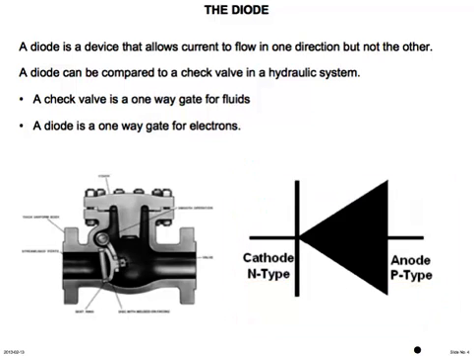So in simple terms, a diode can be thought of like a valve in terms of hydraulics. A valve will allow fluid to flow in one direction, but it won't allow it to go back in the opposite direction. So a diode is exactly the same, but for electrons. So electrons can flow through one way, but they'll be blocked from going the other way.